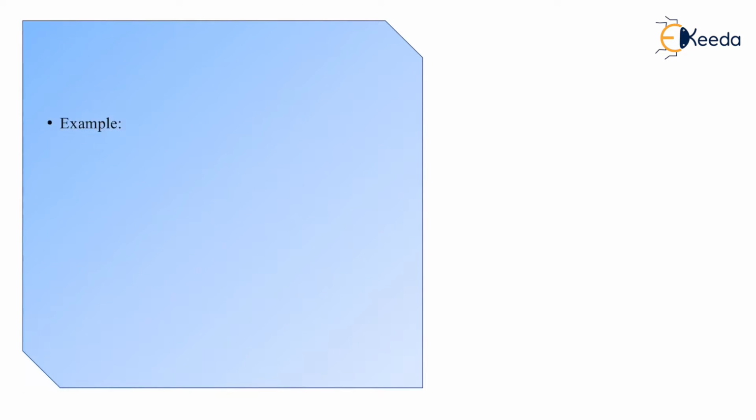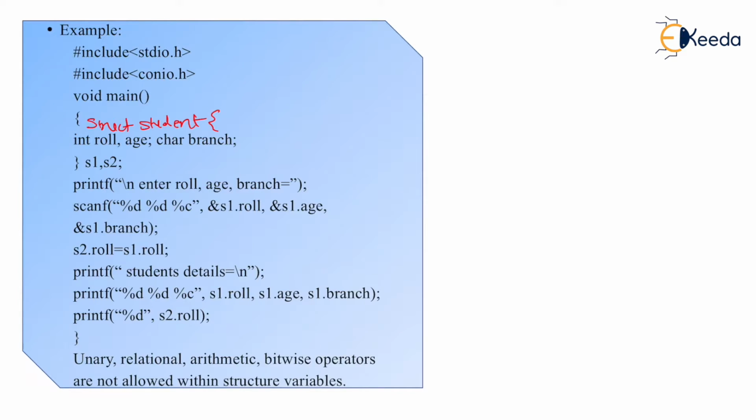Next, see in this example, inside the void main, we have created one structure with a struct keyword. The name is student, and inside this student structure we have three variable members, that is roll number, age, and branch. And for that structure we have created two variables, one is s1 and one is s2. Now we are printing those values like printf enter the roll number, age, and branch.